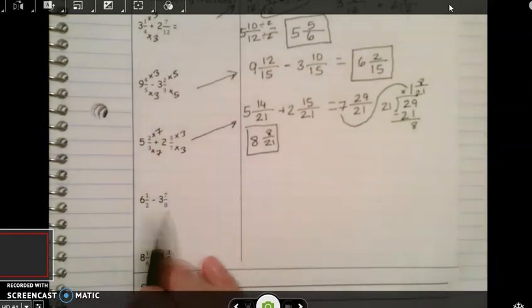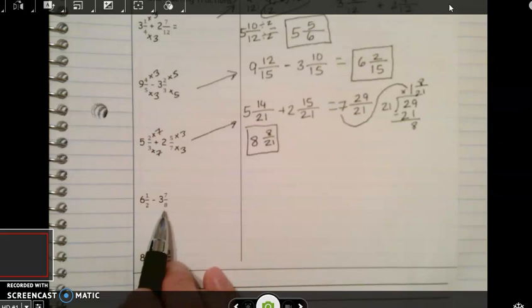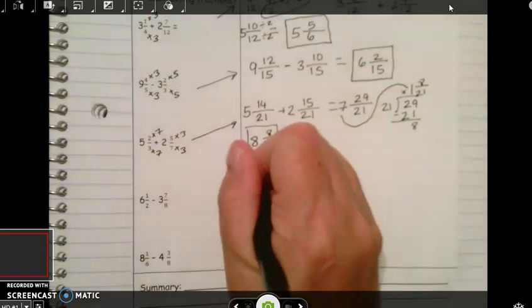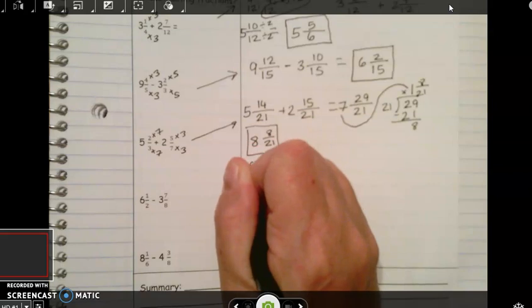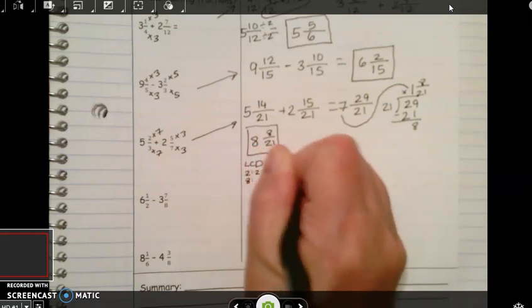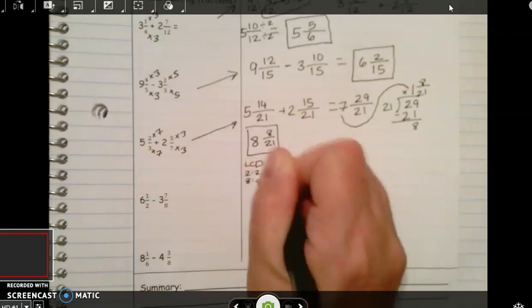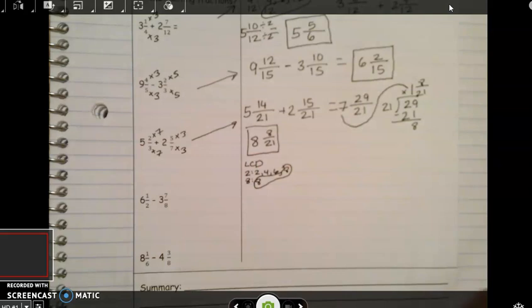So let's do my LCD. I have 2 and 8. Prime, not prime. Again, if you already know what the LCD is, you'll do fine. You won't get behind on this. So the LCD, I have 2 and 8. 2, 4, 6, 8. I can already see what it is. Okay? So 8 is my denominator.